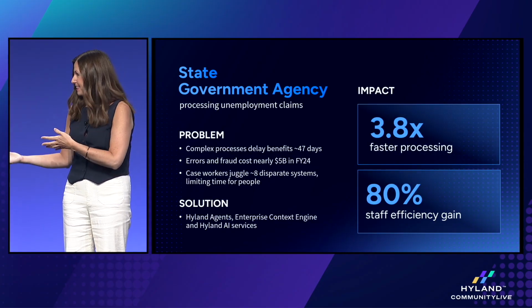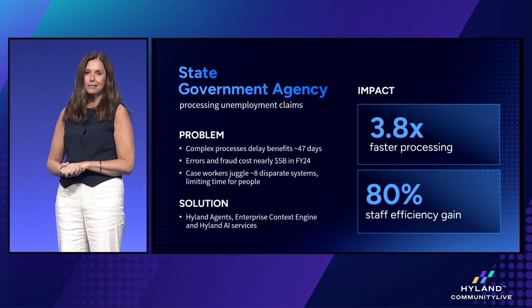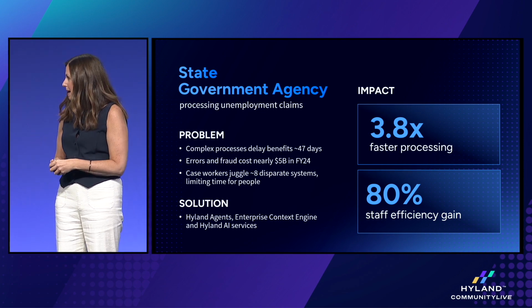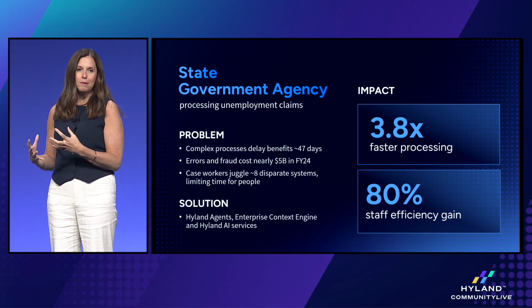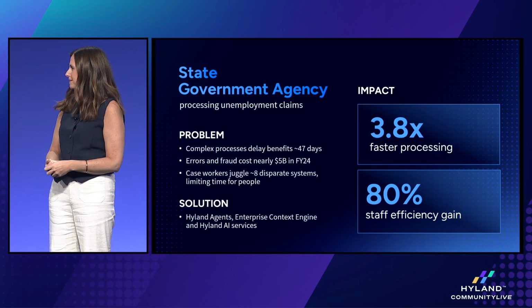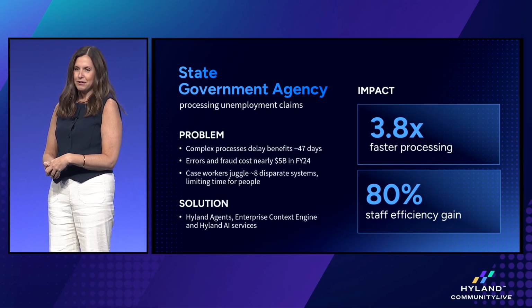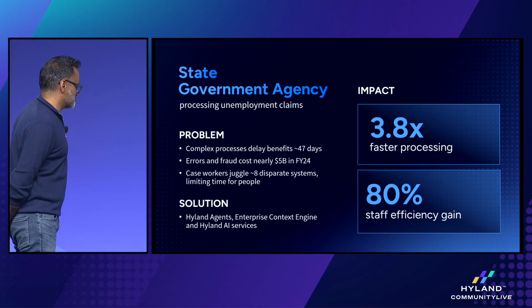But luckily, as you said, agentic AI gives us a better way. I'm so excited today to be showing how the Hyland agent mesh combined with the enterprise context engine are powering a reimagined unemployment process. We're going to see 4 times faster processing and incredible productivity increases. So, you guys ready to take a look? Awesome. Let's do it.